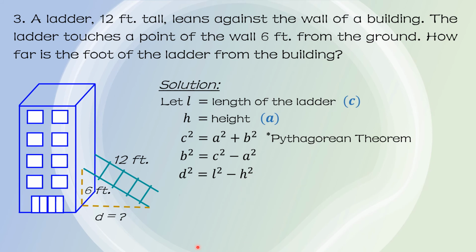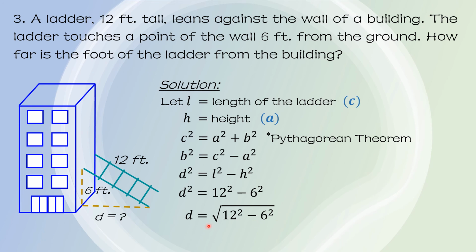Okay, so let us now substitute. D squared equals 12 squared minus 6 squared. Yung length natin is 12, kaya naging 12 squared. And yung h natin is 6, kaya naging 6 squared. Okay, so let us now eliminate the exponent 2 or squared dun sa d. Paano natin yan naalisin? Simple lang, lalagyan lang natin ng square root symbol yung right side ng equation, kaya magiging d equals square root of 12 squared minus 6 squared.